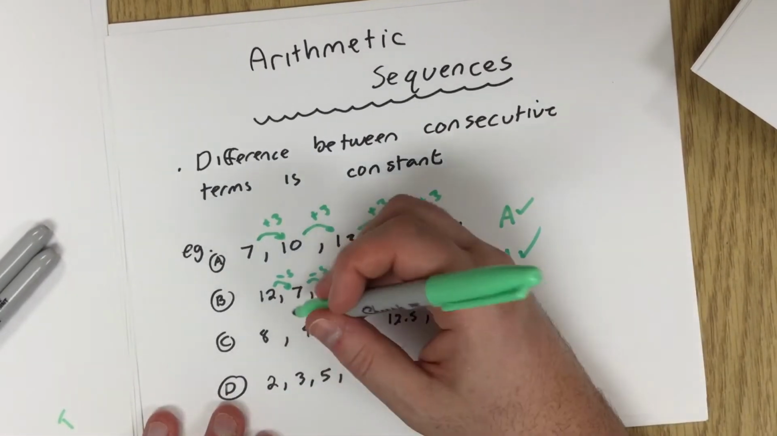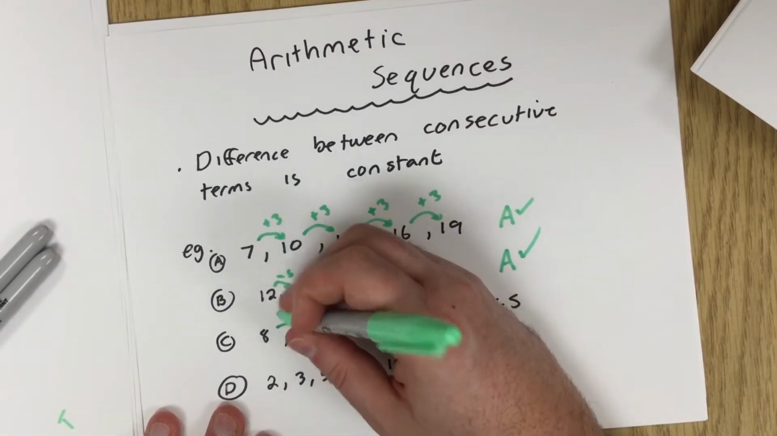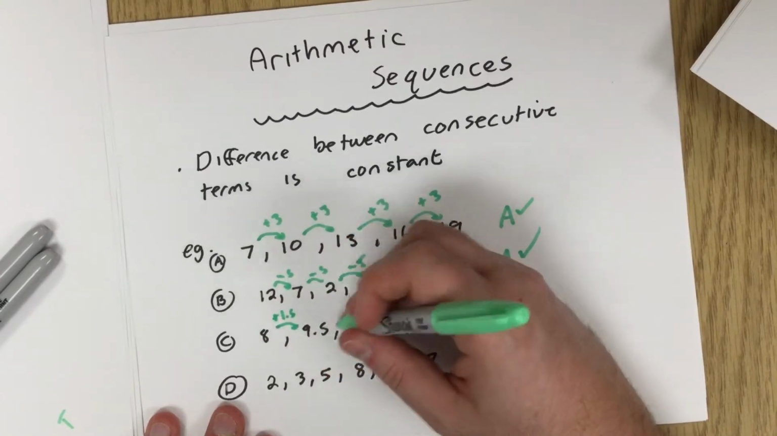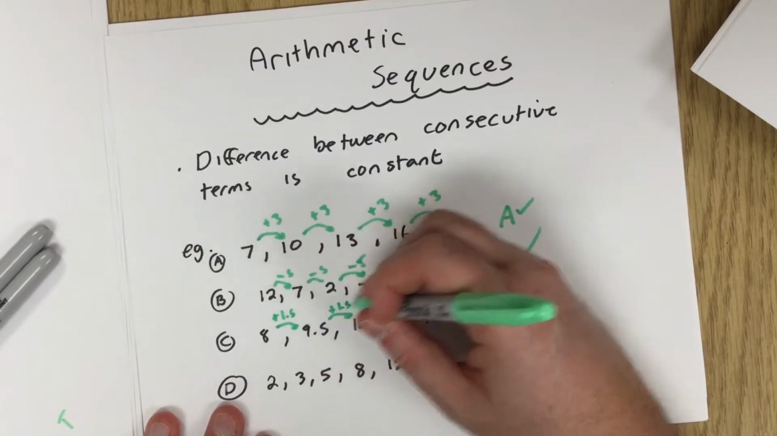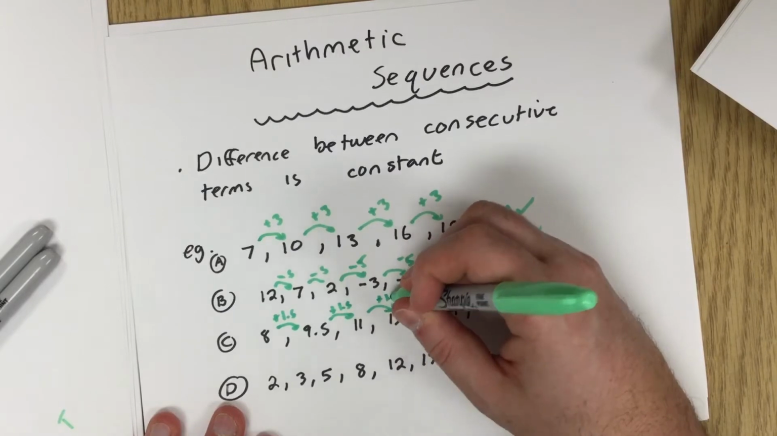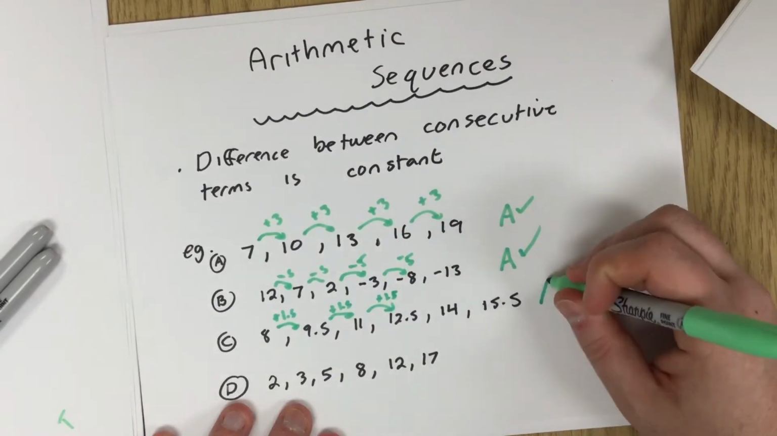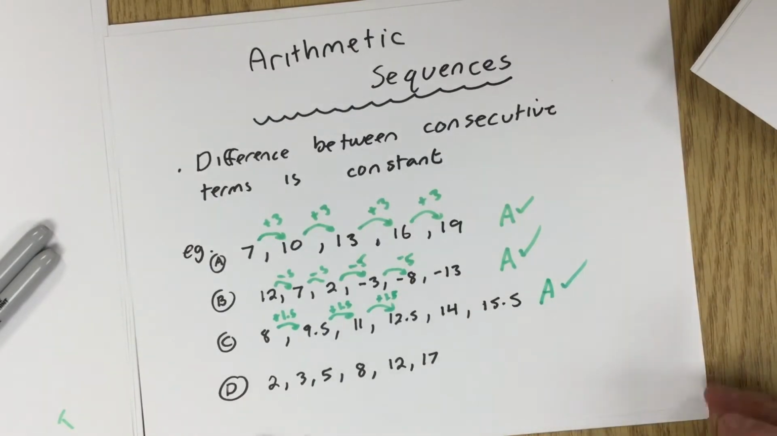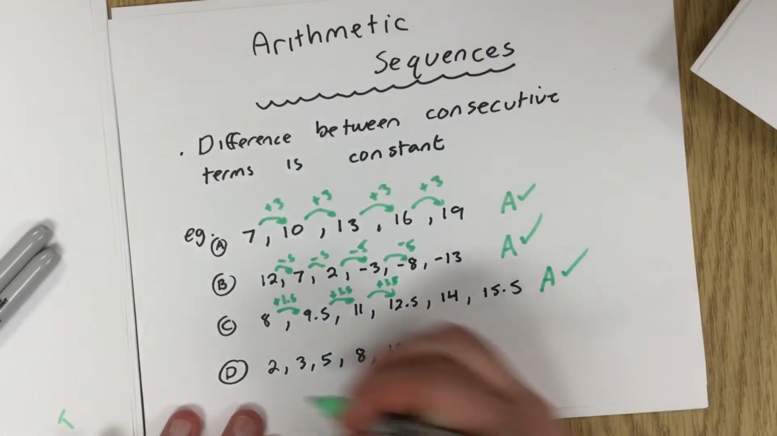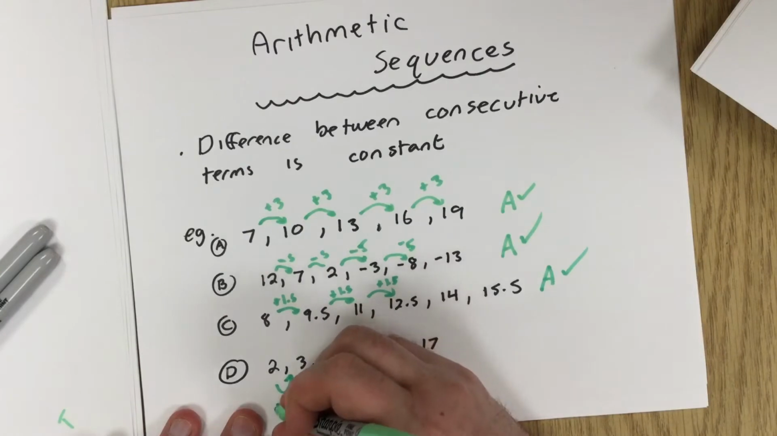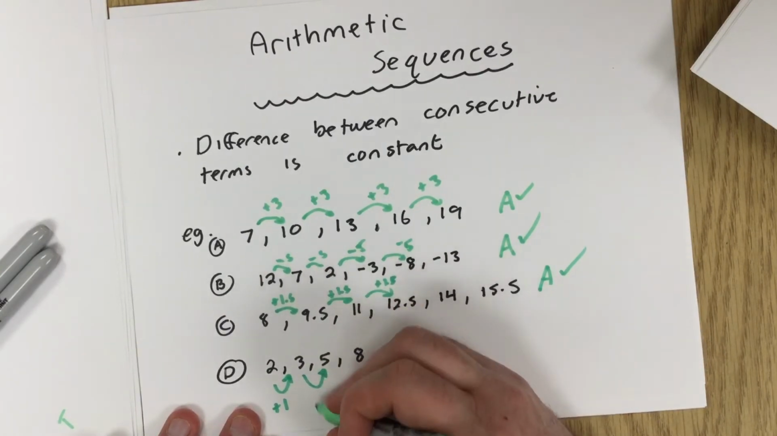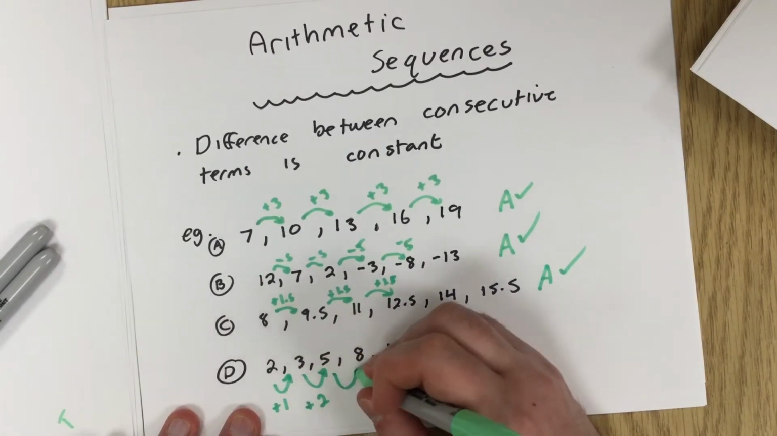Here, 8 to 9.5 is up 1.5, and up 1.5, and up 1.5, and it's up 1.5 the whole way through. Could it be a decimal? Absolutely. Still arithmetic.